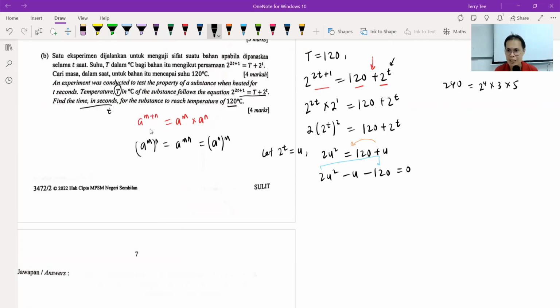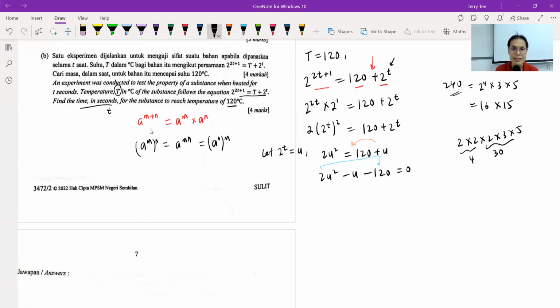Fortunately, it's quite easy to see. 2 power 4 is 16. 3 times 5 is 15. So we know the factors of 240. One of them is 16 and 15. Now, of course, there are other combinations. You can do 2 times 2 times 2 times 3 times 5. You can say this is 4, this will be 30. So you can do a lot of combinations.